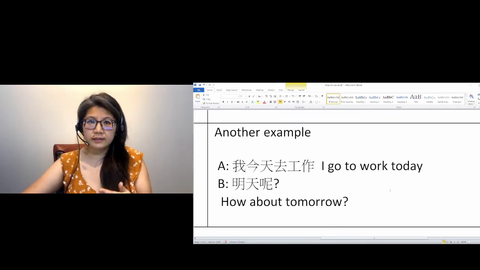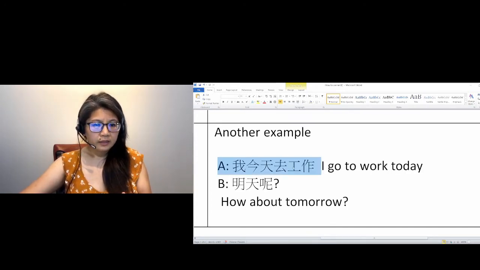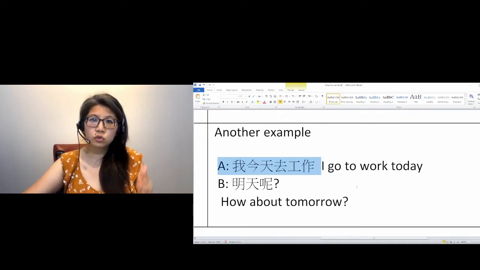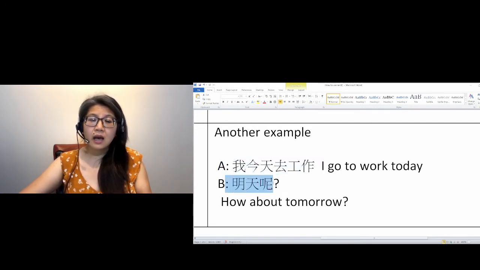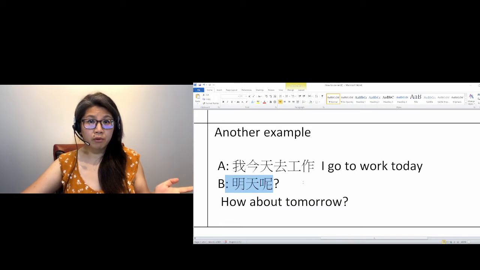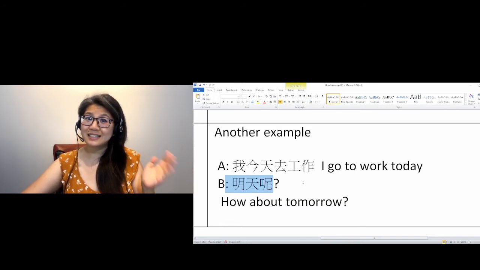Another example, A says 我今天去工作。I go to work today. And B asks 明天呢？How about tomorrow?